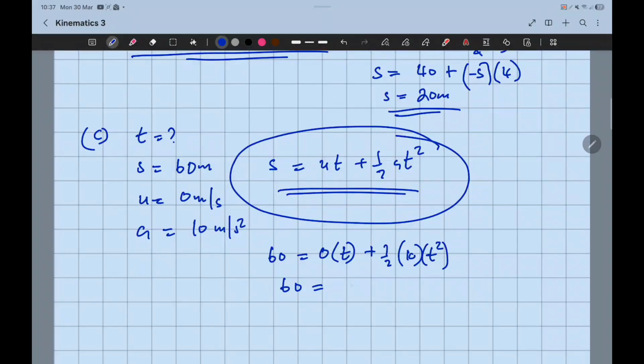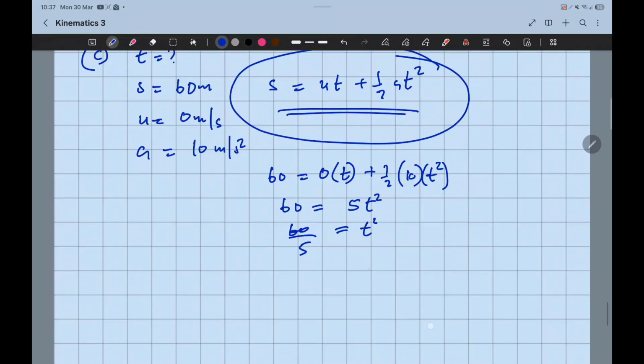So 60 is equal to 5 t squared. So t squared is equal to 60 divided by 5. So t squared is equal to 12. So t is equal to root of 12, which is 3.46.